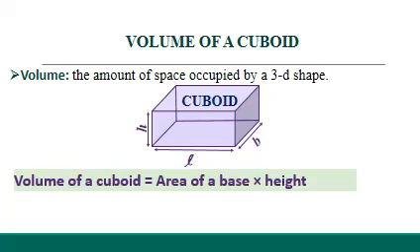And what was the area of a rectangle? Yes, it was length multiplied by breadth. But here volume of a cuboid is equal to area of a base multiplied by height. So now the volume of a cuboid will become length multiplied by breadth multiplied by height. So this is actually the volume of a cuboid.